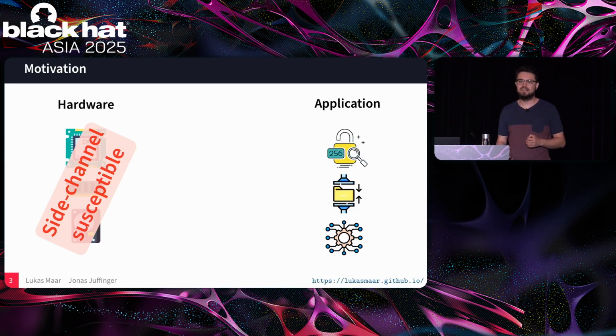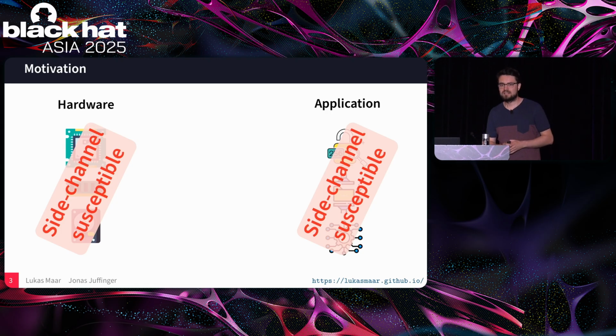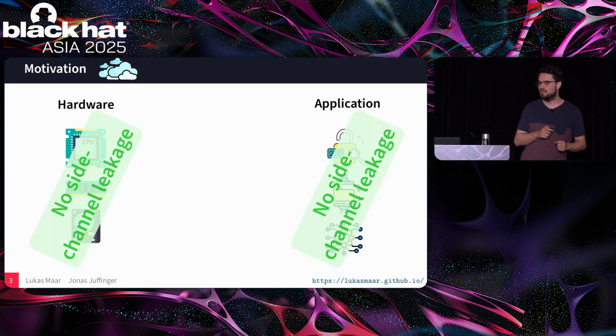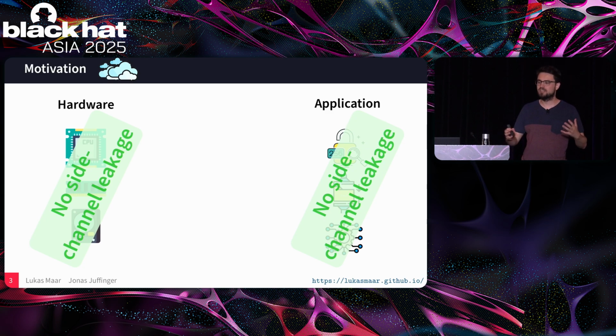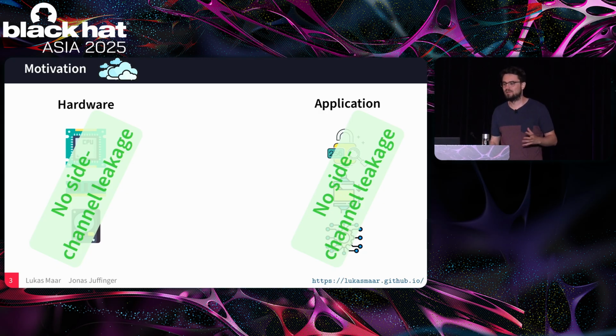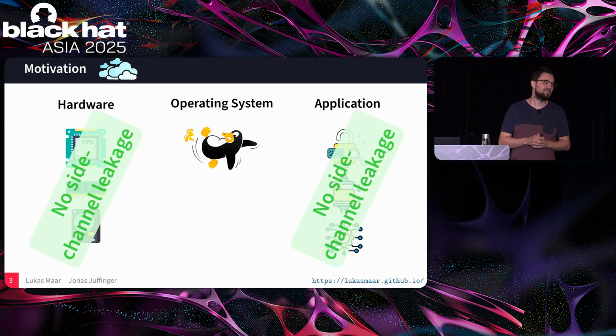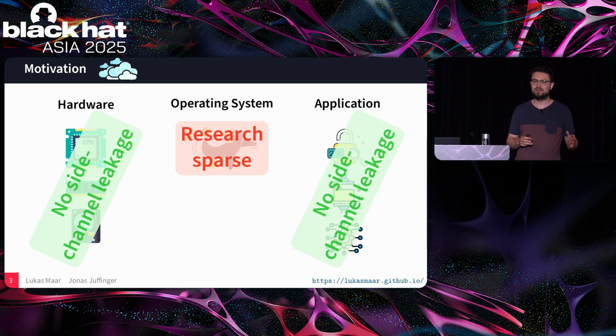And on the application side, it sadly looks the same. We have side channels, for example, in encryption algorithms, cache side channels, timing side channels, as well as in compression algorithms, and nowadays also in neural networks. Side channels are everywhere. But just for a second, let's imagine a perfect world where we can solve all the side channel leakage in your hardware, all the side channel leakage in the user applications you're running. Would this solve this problem? Sadly, it won't, because there's still the operating system in between. And the problem here is that the research on operating system side channels is pretty sparse. And we are one of the first ones that go into this a bit deeper.